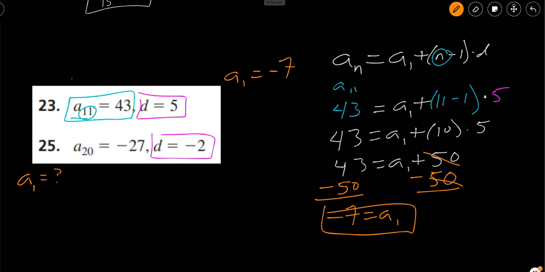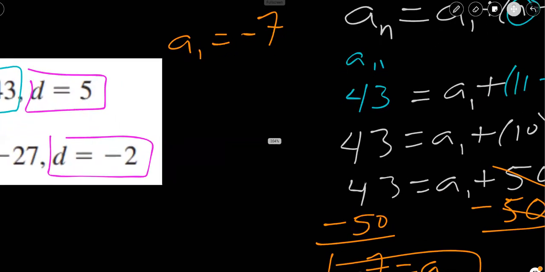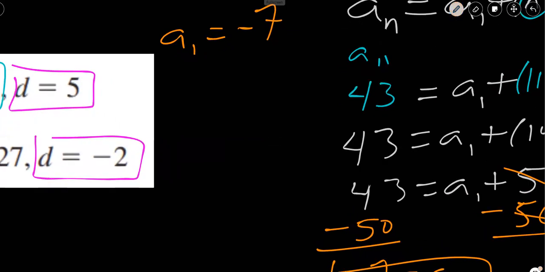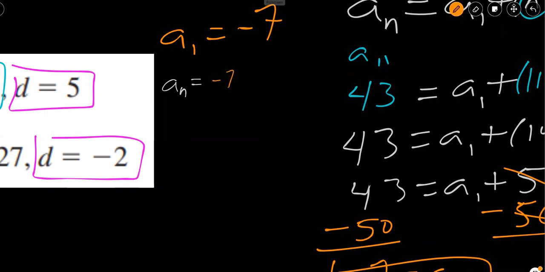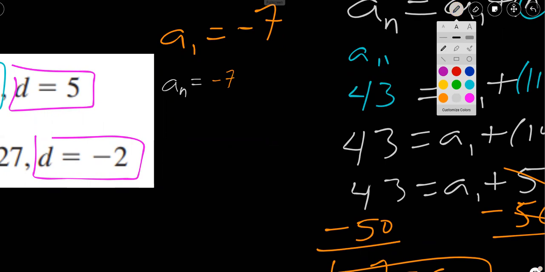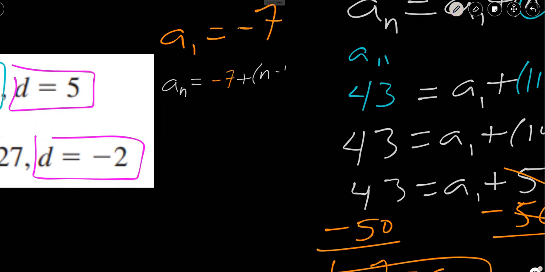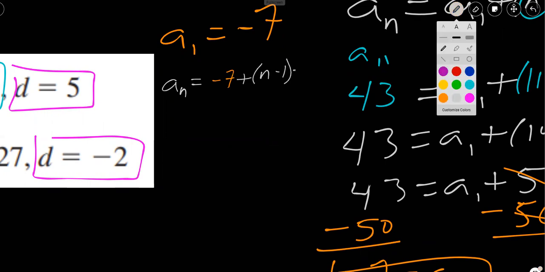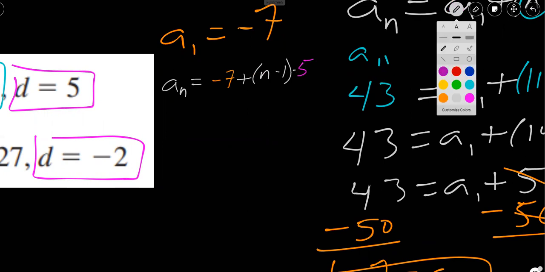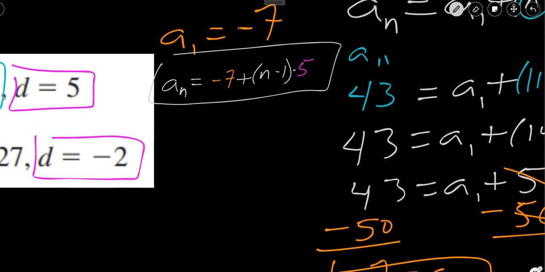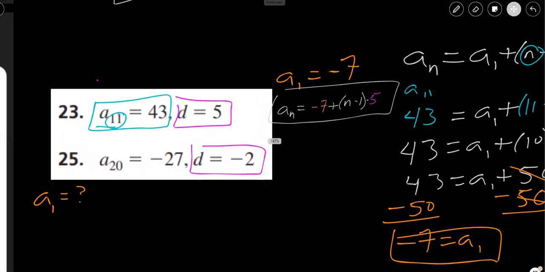I can build the equation. And I should have given myself a little bit more room. I'll just zoom in a little bit. Now I can fit it a little bit better. AN is going to be equal to A1, which is -7, plus n minus 1 times my difference value, which is 5. So now I've got my rule, and I can use that rule to figure out any position I want.